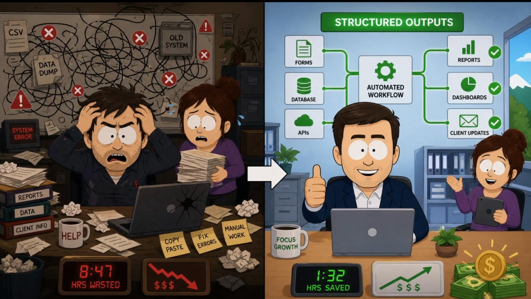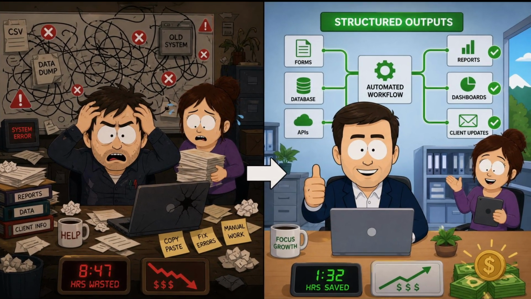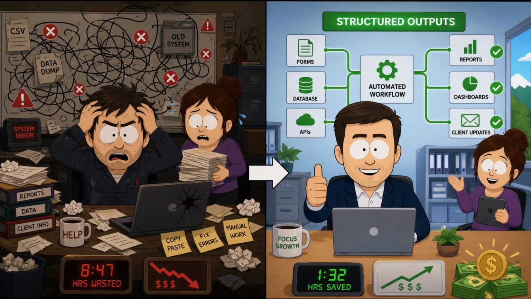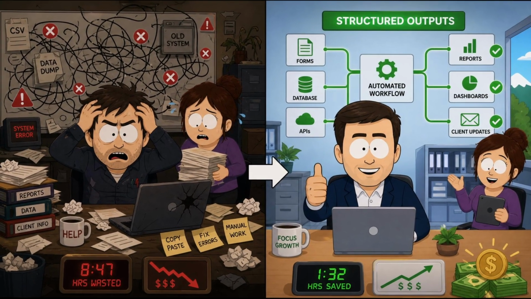The pattern is the same everywhere. When you have messy AI output, you need humans to clean it up. That's slow, that's expensive, that breaks the moment you try to scale. When you have structured output, it flows directly into the system. It scales automatically.